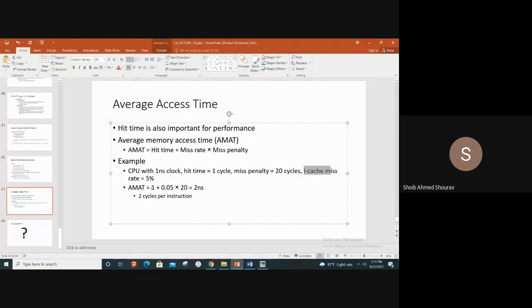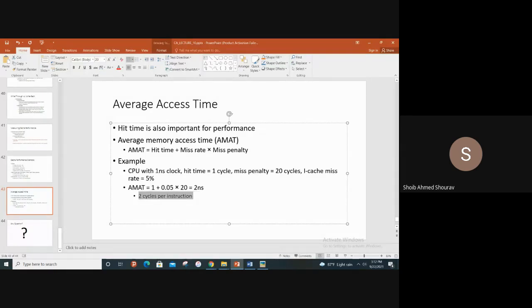So only I cache. So it is 1 hit time plus 0.05, which is the miss rate, and 20, which is the miss penalty. It is 2 nanoseconds. Time is given in nanoseconds, so we are going to find out in nanoseconds. Remember, 1 nanosecond clock means in 1 nanosecond we execute 1 clock. So in 2 nanoseconds we are going to execute 2 clocks, so 2 cycles per instruction. Using this formula, average memory access time, we are going to find out how many cycles per instruction we are going to need.